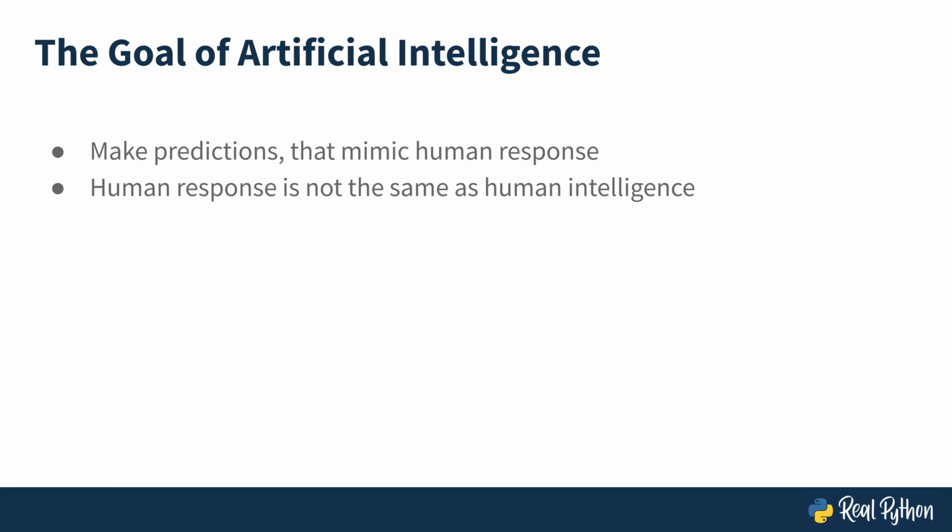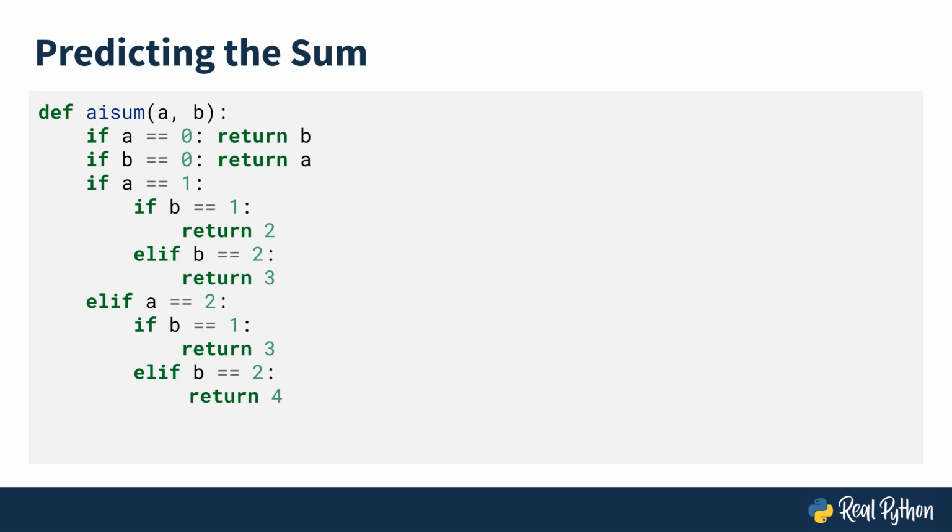And notice that I said human response, not human intelligence, because there are many ways to predict the sum of 2 and 2. One of them is a set of conditional statements. Take a look at this short Python script that would predict the sum of 2 numbers. Obviously, this is not the most efficient way to add 2 numbers, but if the range of the numbers is 0 to 2 inclusive, it'll work. However, essentially artificial intelligence is about discovering rules that will make predictions to mimic human response, and this set of conditionals will describe rules to add 2 numbers.